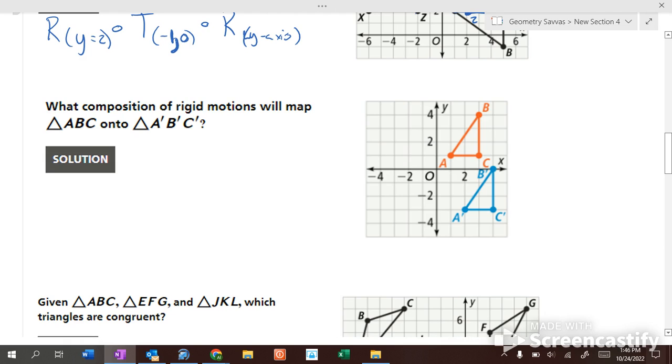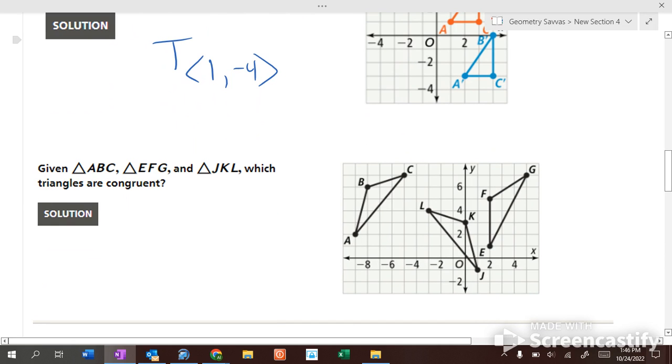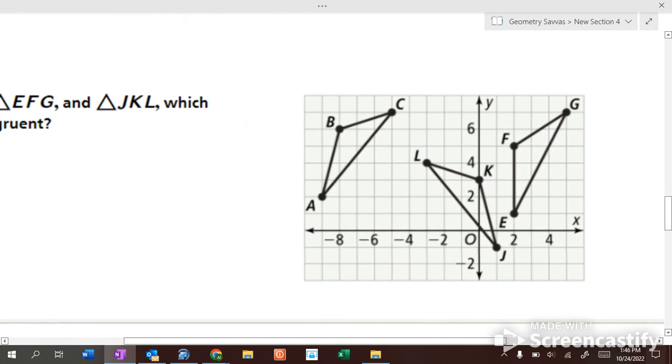Okay? Easier composition of rigid motions to get from there to there. It's just a translation of what and what. How do I get from red to blue? I go how far to the right? 1 to the right, and how far down? 4 down. So we go 1, -4. Okay? Then you'll be asked, which of these are congruent?